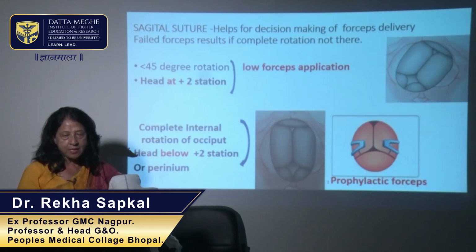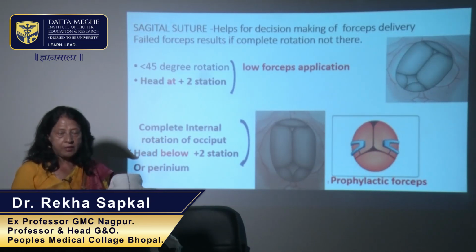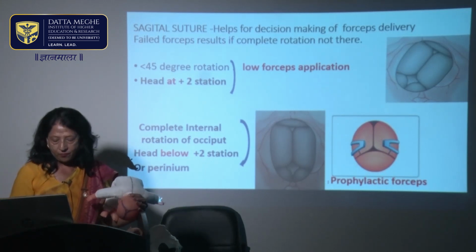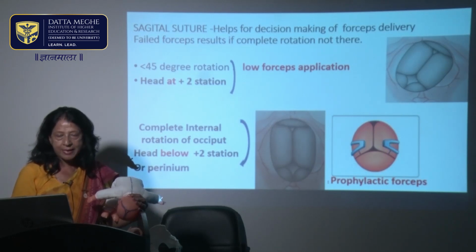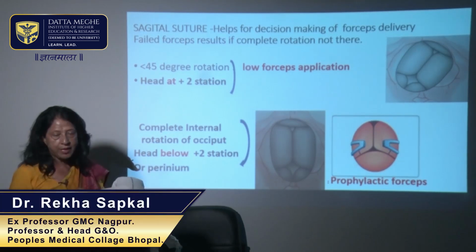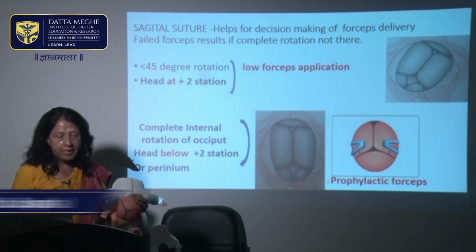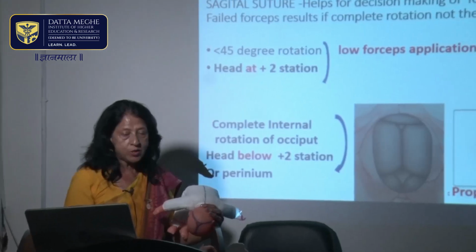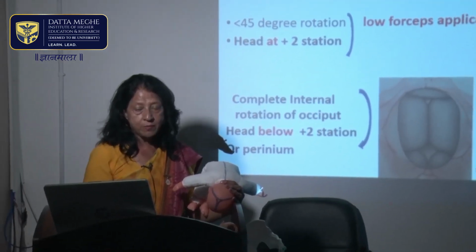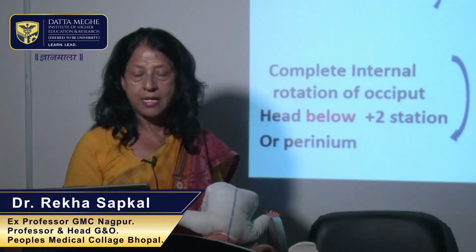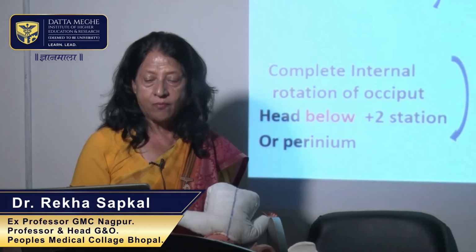it depends upon the decision making of forceps application. In these cases, when the head is at +2 station and the sagittal suture is in an oblique direction, meaning less than 45 degrees of rotation, that is the first line I have shown there. When I apply the forceps, it is known as low forceps application. The second one is when the head station is a little below, below +2 station, and there is complete rotation, meaning the sagittal suture is in the midline. I can apply the blades of the forceps on either side. That application is known as prophylactic forceps application.